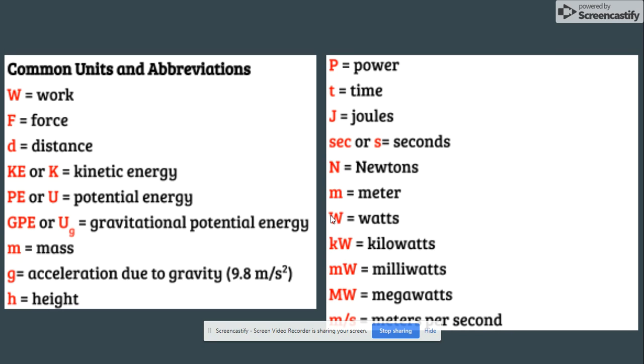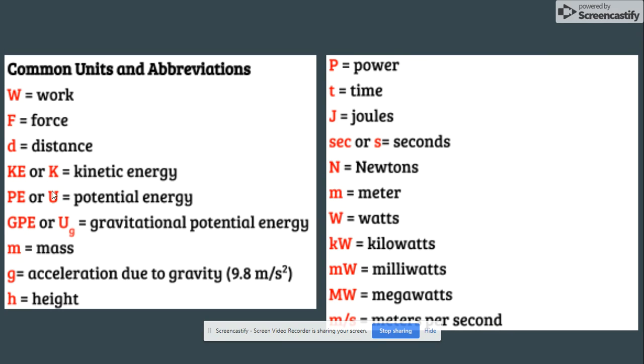These things just can't be avoided because we have a lot of things and not so many letters to abbreviate for them. And so you'll know from the context of the problem whether or not you're working with work, which is force times distance, or watts, which is joules per second of energy. So I'm sorry, of power.